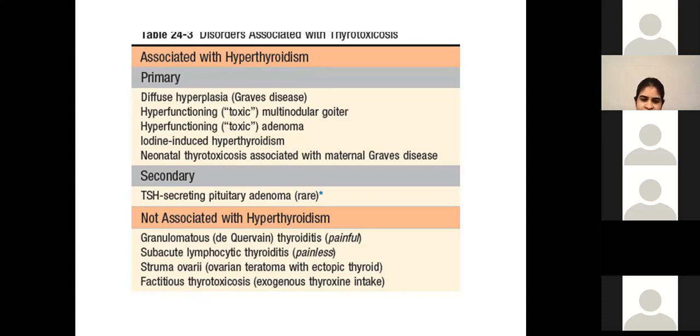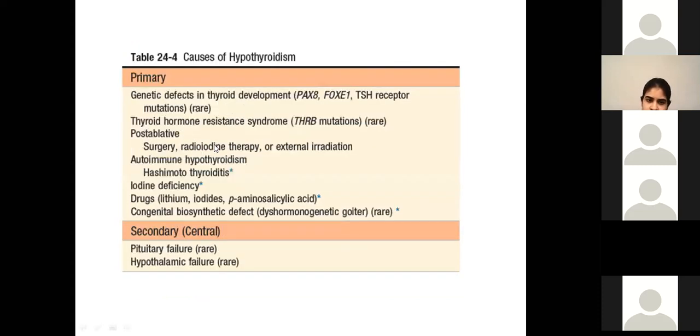And then you have causes of hypothyroidism that might be a genetic defect in thyroid development, mutations in the TSH receptors, they can be thyroid hormone resistance syndrome, but these are rare. So the common ones that you get is autoimmune hypothyroidism, which is more particularly Hashimoto's thyroiditis, and you get iodine deficiency.